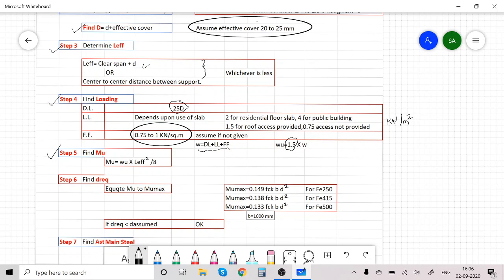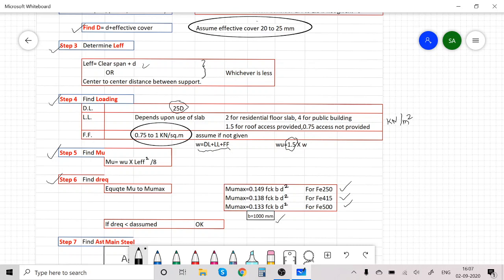Once you get the value of Mu, equate this Mu to Mu max in step number 6. Mu max depends upon grade of steel. For Fe250, it is 0.149 fck bd square. For Fe415, it is 0.138 fck bd square. And for Fe500, Mu max is 0.133 fck bd square. Here you will consider the value of b as 1 meter, that is 1000 mm, as we are considering the 1 meter width strip of the slab.